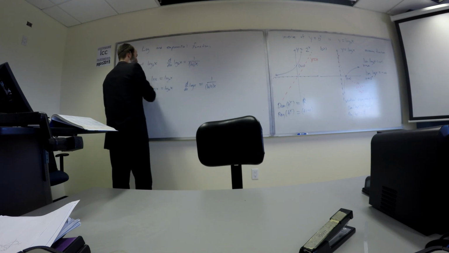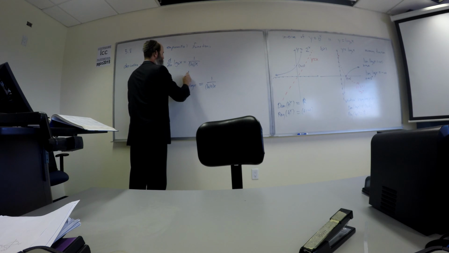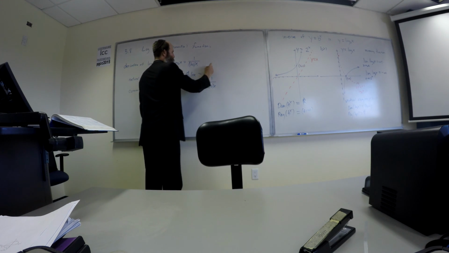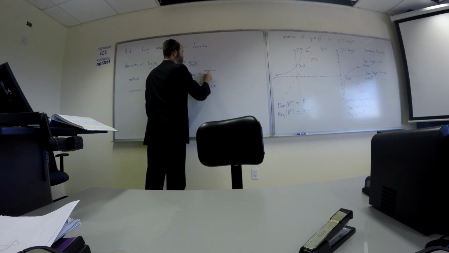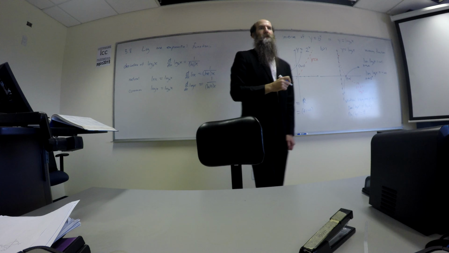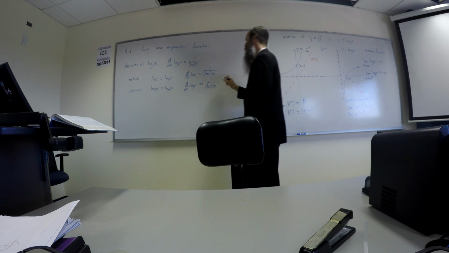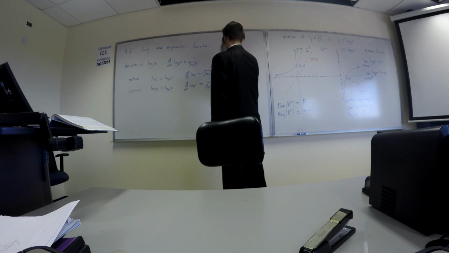So now about ln x. If I take the derivative of ln x, the natural logarithm, whose base is e, then its derivative is going to look like 1 over the natural log of e, because that's the base, times x. What's the natural log of e? 1. So therefore, what's the derivative of the natural log? 1 over x. Okay?